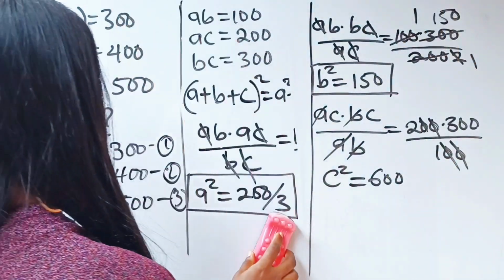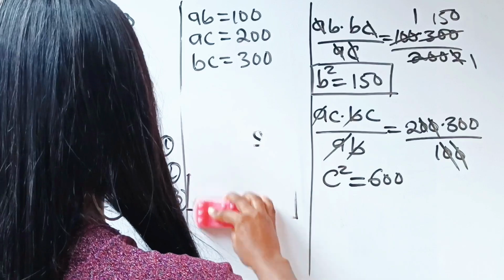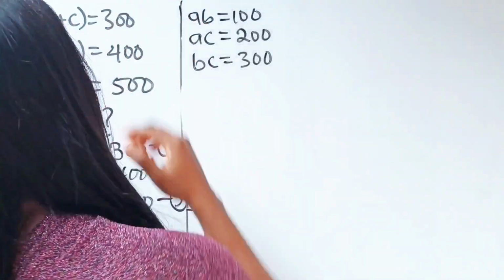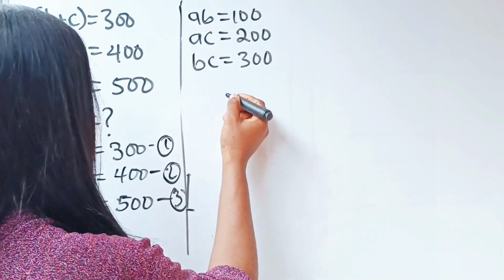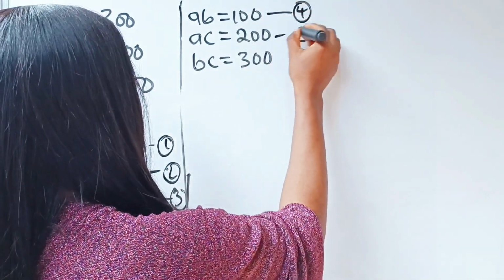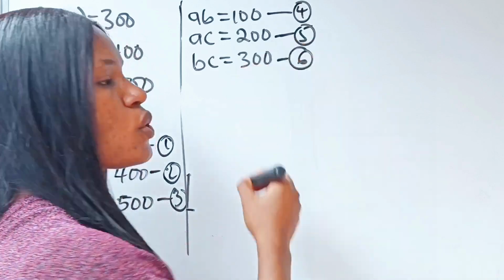Okay. Now let me clear from here. Let me clear from here. And then write what we got. All right, now these are the equations that we got. Let this be our equation 4. This is our equation 5. This is our equation 6.